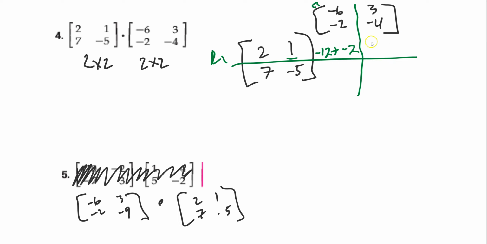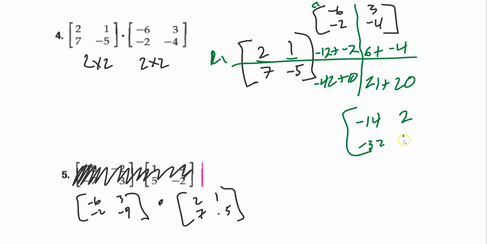So right now I'm going to do the one right here. Multiply the first two. 2 times 3 is 6. Move on. 1 times negative 4 is negative 4. Down here, multiply the first two, negative 42, and then you move on to the next two, 10. And you're always adding. The last one here, 7 times 3 is 21, plus 4 times 5 is 20. So we get the answer of negative 14, 2, negative 32, and 41. Right? So negative 14, 2, negative 32, 41.